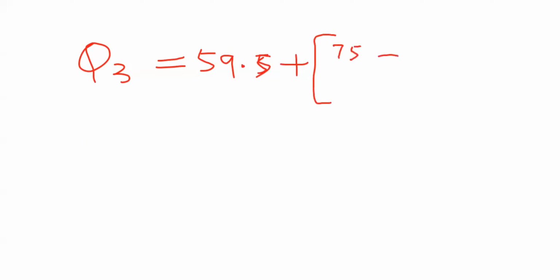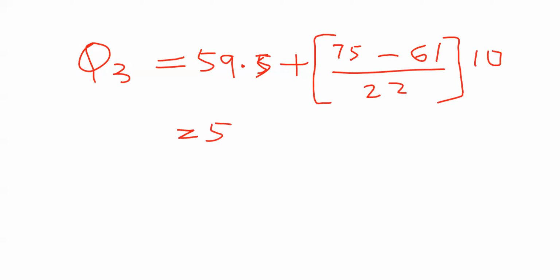Now, our Q3 will be equal to 59.5 plus 3n over 4, which should be 75. We have calculated that. Yes. Minus 61, all over 22, into 10. Is it okay? Yes. Everything has been stated. So it's just substitution and pressing our calculator where necessary.